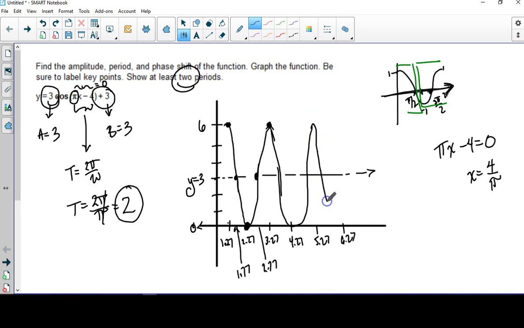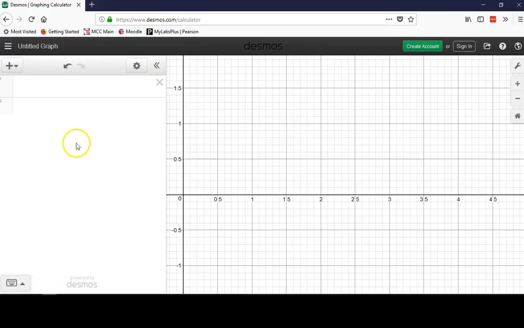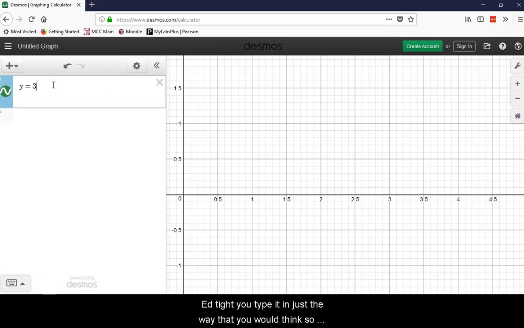And then this would hit just at the bottom here, and it looks something like that. So not fantastic to sketch. These things are not going to look super nice by hand. They'll look a lot nicer on Desmos, the graphing calculator that you can use online. It's very easy. You type it in just the way that you would think.